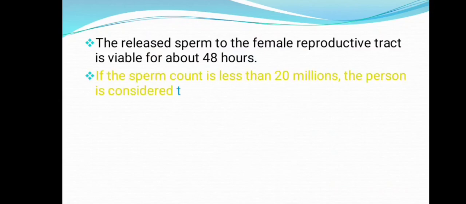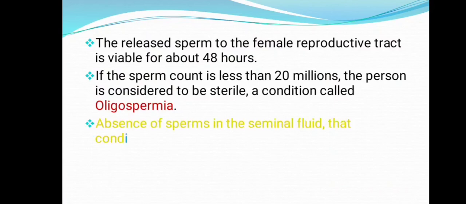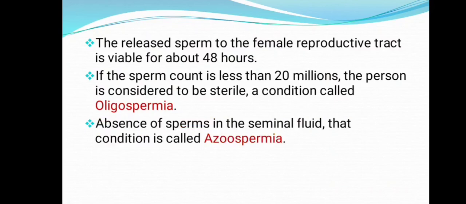If the sperm count is less than 20 million, the person is said to be sterile, and that condition is called oligospermia. Seminal fluid is secreted by the accessory glands of the male reproductive system. If there is no sperm in the seminal fluid, that condition is called azoospermia.